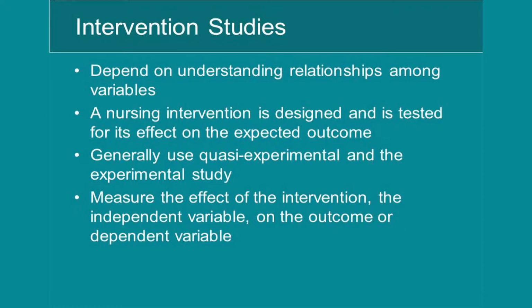Moving on to the intervention studies covered in Chapter 6. These depend on understanding the relationships among the variables. A nursing intervention is designed and is tested for its effect on the expected outcome. Generally, the researcher uses quasi-experimental or experimental study. They measure the effect of the intervention, the independent variable, on the outcome of the dependent variable.